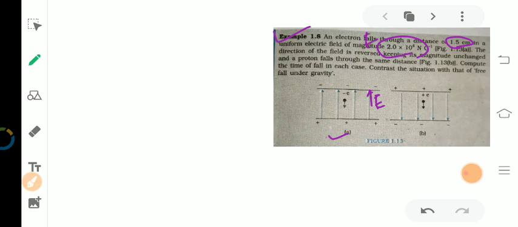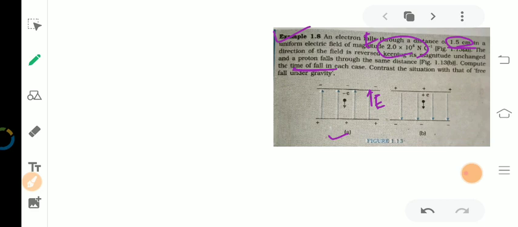It is asked, if the electron falls through a distance of 1.5 centimeter as shown, what will be the time taken? We are going to compute the time of fall. So t you have to find in both the cases.